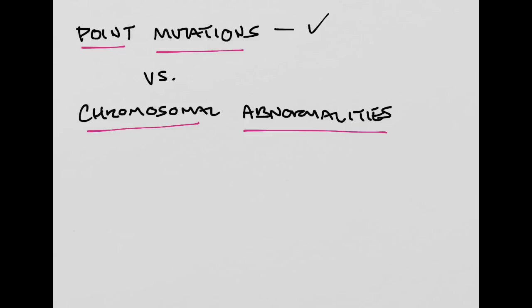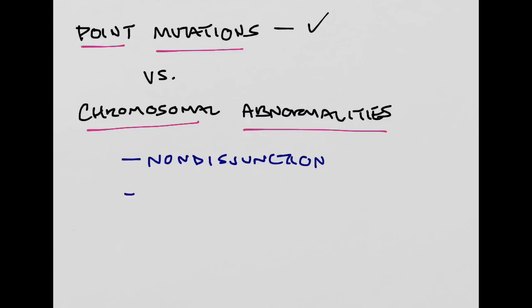A chromosomal abnormality is caused by the non-disjunction event that I spoke about in the previous screencast. And the non-disjunction leads to aneuploidy, which is not having the correct number of chromosomes. Now, to be fair, there are two different types of chromosomal abnormalities. We have those caused by a non-disjunction event, but we also have a set of chromosomal abnormalities that are called translocation abnormalities.